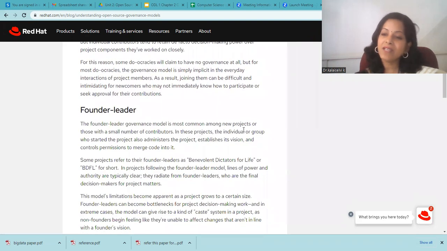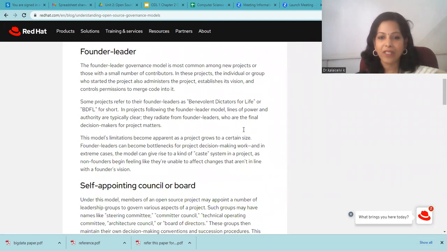The second one is founder leader. The founder leader is the most common among newly started projects, the startups with a small number of contributors. Nowadays startup has become a buzzword, isn't it? So a founder is establishing something, and the founder has a vision, and he knows what is to be done. The roadmap is visualized by him.